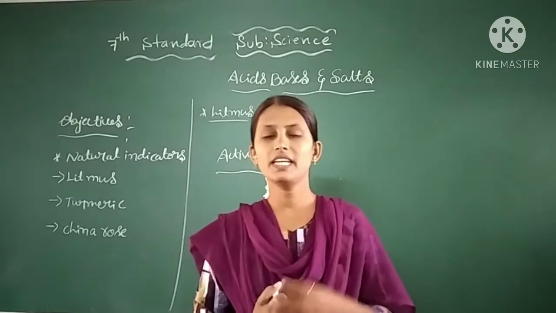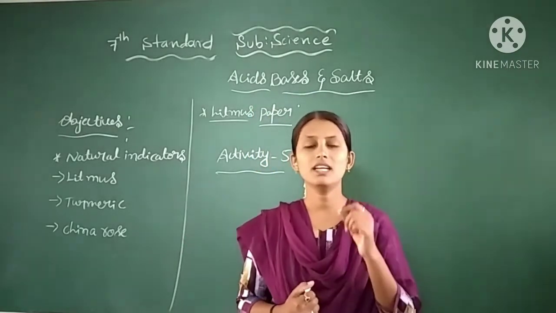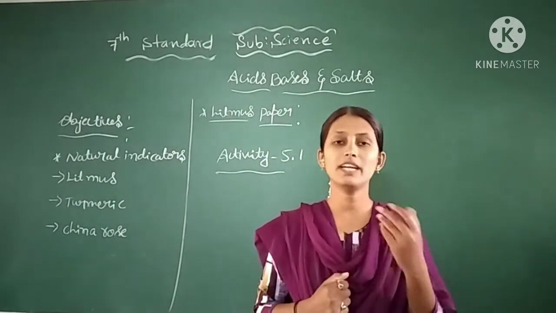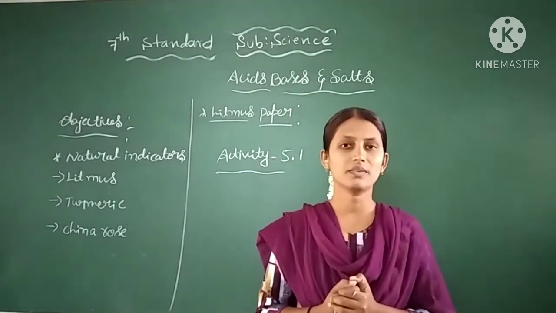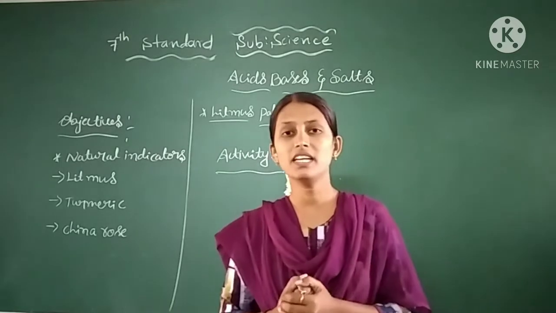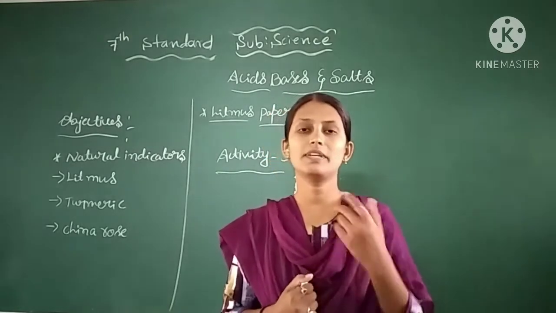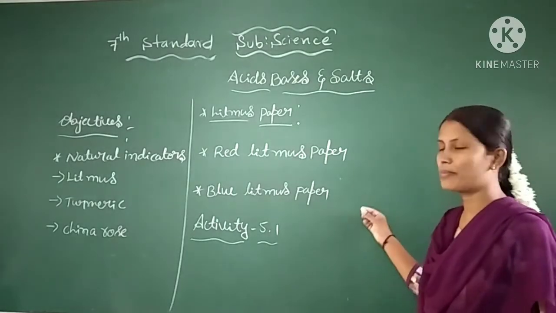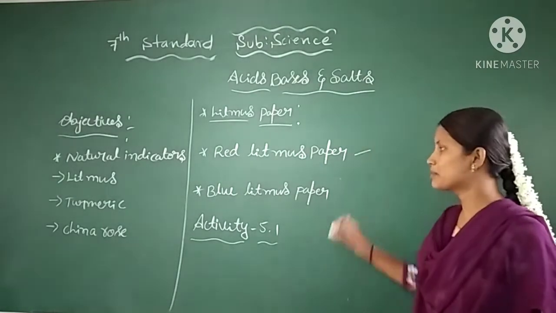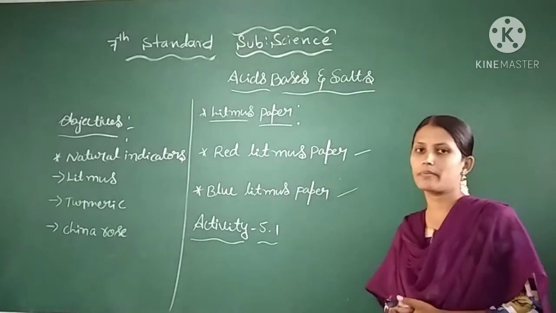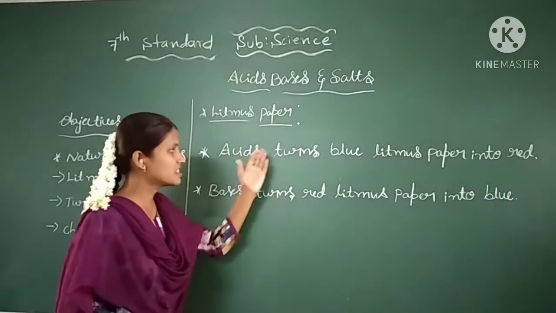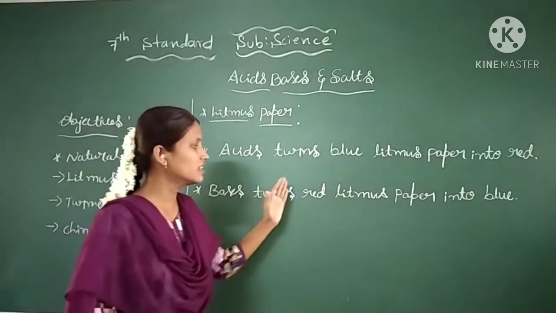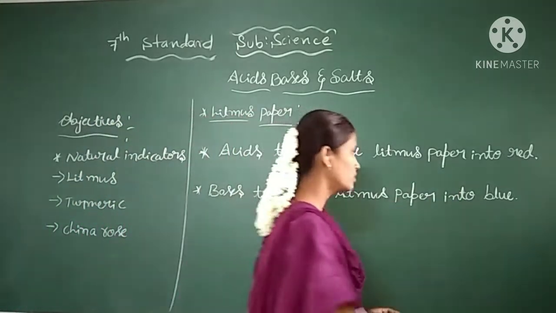From this activity we came to know that when the litmus paper is dipped in the acidic solution, it will turn red. When it is dipped in the basic solution, it will turn blue. Here there are two types of litmus paper available, that is red litmus paper and blue litmus paper. Acids turn blue litmus paper into red color. Bases turn red litmus paper into the blue color.